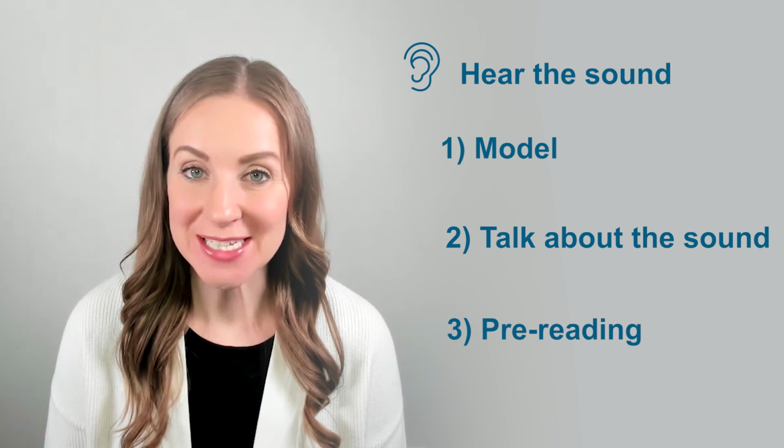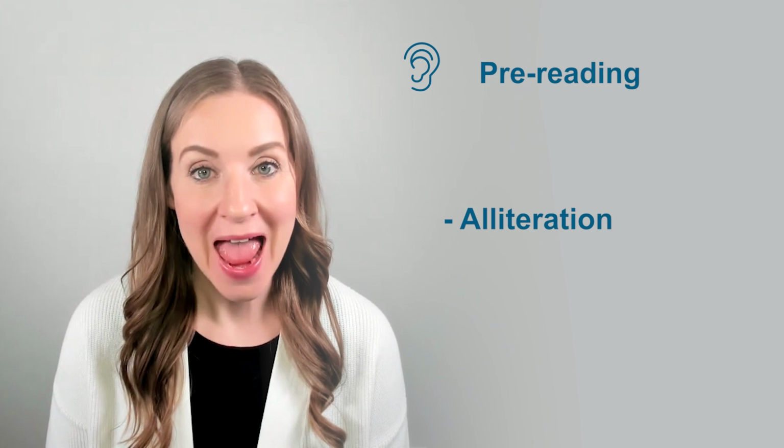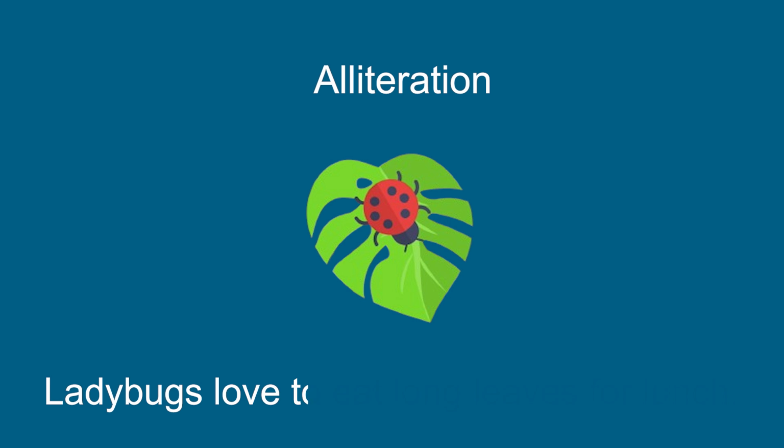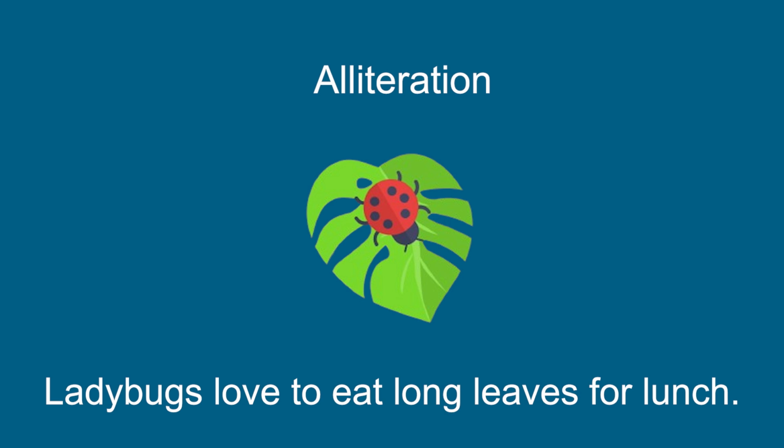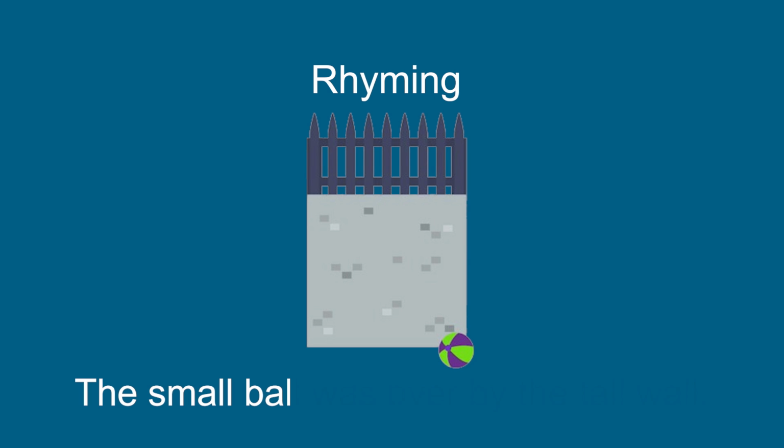To help your child hear the sound, you can also use pre-reading skills like alliteration and rhyming. Alliteration means to say many words that start with the "ul" sound. Say, "Ladybugs love to eat long leaves for lunch. I hear the "ul" sound at the beginning of ladybugs, love, long, leaves and lunch." You can also highlight rhyming words. Say, "The small ball was over by the tall wall."